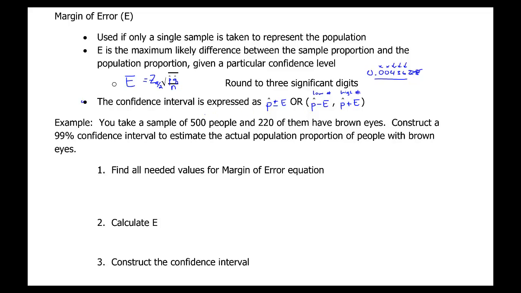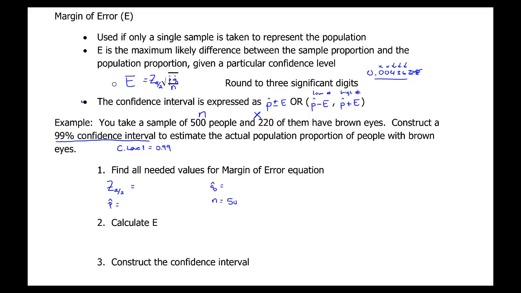Okay, so let's do an example. It says we have a sample of 500 people, so that's our sample size, n. 220 of them have brown eyes, so x is the number of successes, or number of things we're looking for out of n. And we want a 99% confidence interval, so our confidence level is 0.99. So for our margin of error equation, we need z alpha over 2, we need p hat, we need q hat, and we need n.